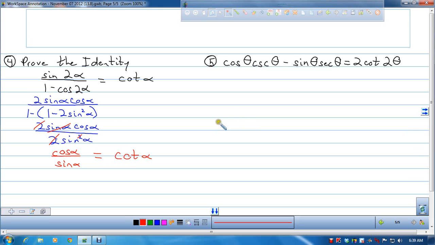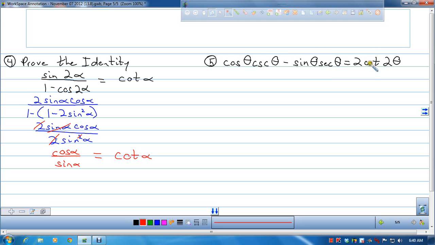Okay, our last one: cosine theta times cosecant theta minus sine secant. What I'm going to do here is probably turn things into sine and cosine when I can. Remember, when you've got addition or subtraction separating terms, that's typically going to be your most difficult portion. So I'm not going to try to do anything to this side. I'm going to work with this side.